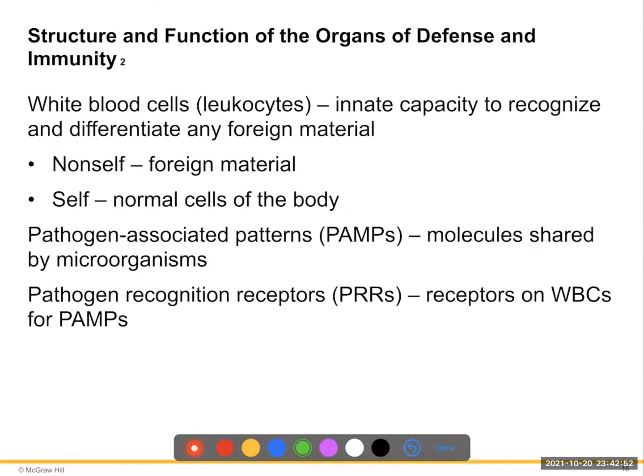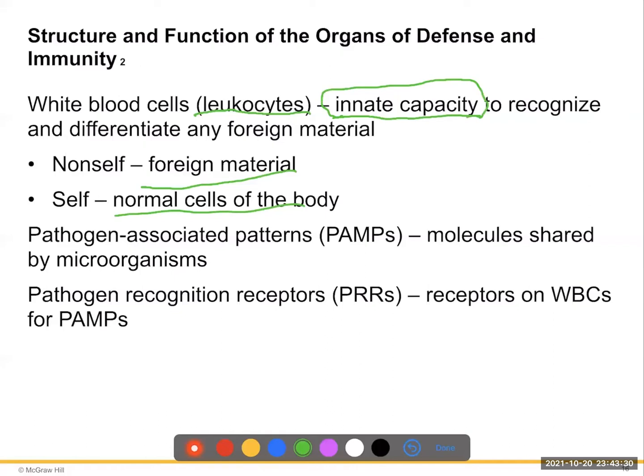White blood cells are your leukocytes. Erythrocytes are red blood cells, leukocytes are white blood cells. White blood cells have the innate capacity to recognize and differentiate any foreign material. We have that ability as we're born. We have the ability to do that with our immune system. Non-self, if it's not recognized as self, it's a foreign material. Self is normal cells of the body. It can determine between the two.